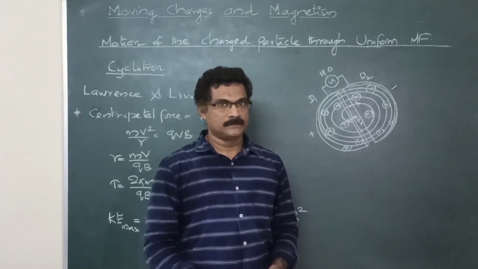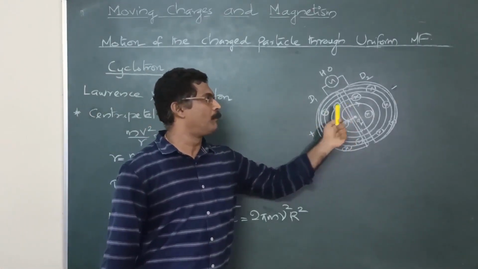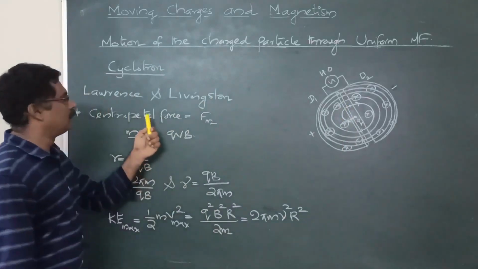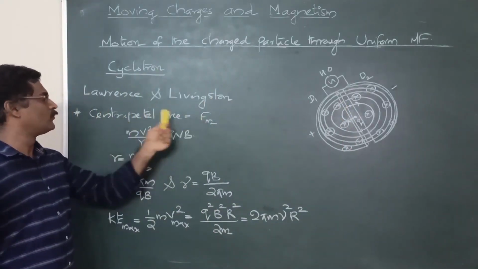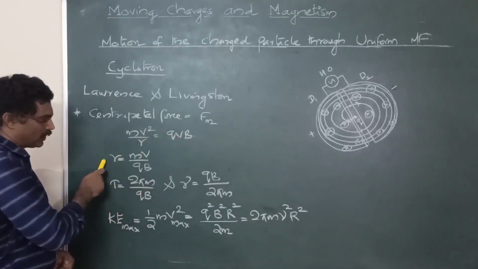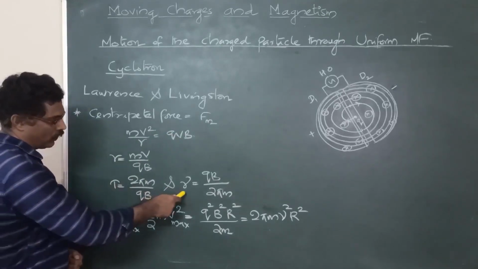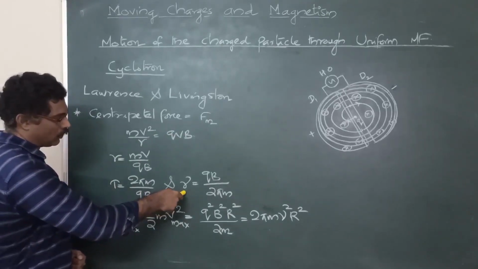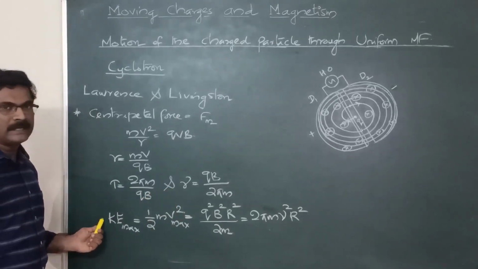Okay. We know that here the particle is moving along a circular path because of what? The magnetic Lorentz force. So the magnetic Lorentz force is acting as the centripetal force. On solving you will get the equation for radius, the equation for time period, the equation for frequency called the cyclotron frequency, and this is the equation for maximum kinetic energy.